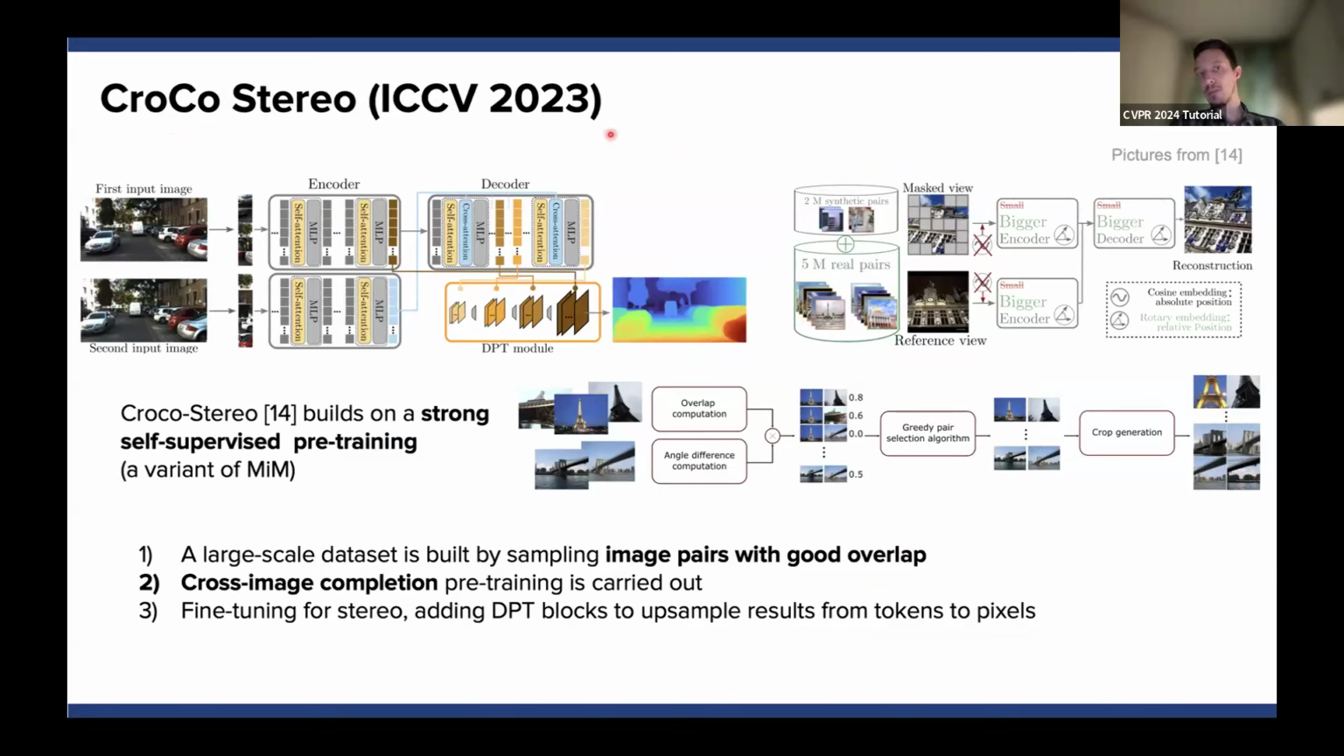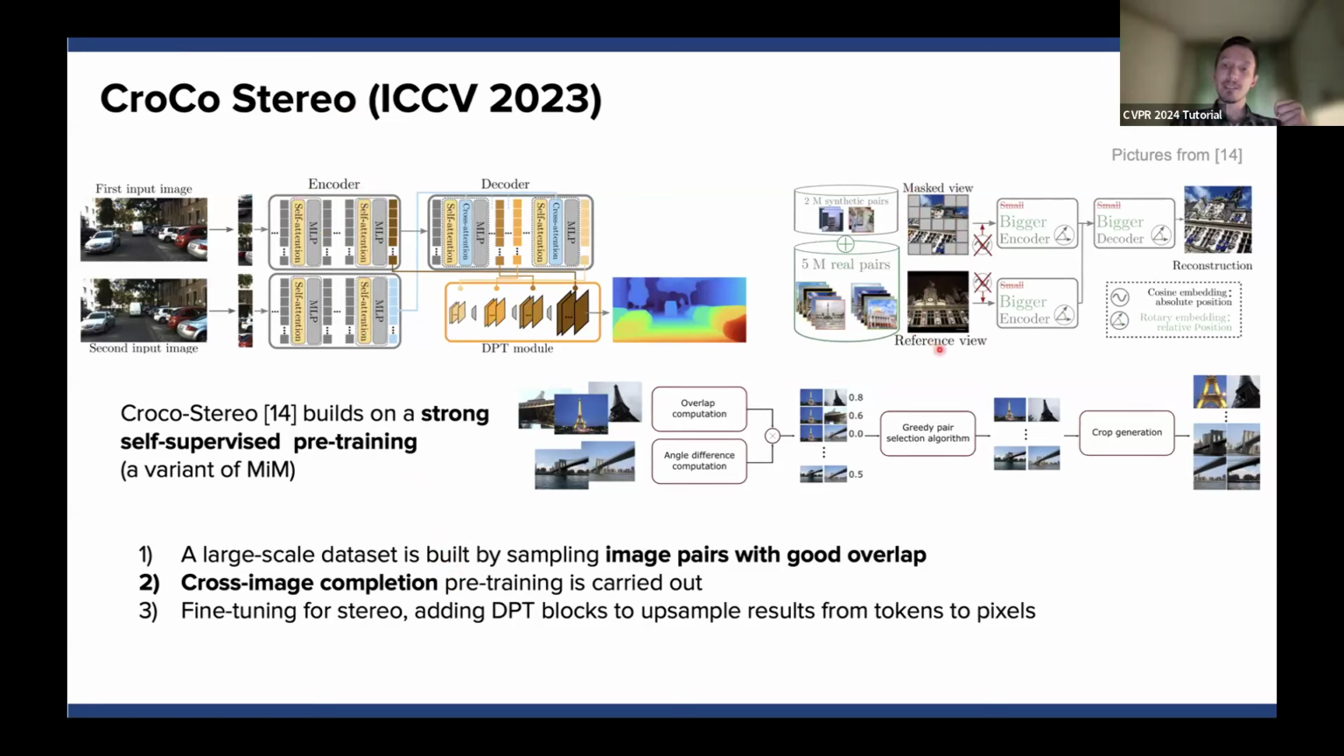One is CroCo-Stereo, published at ICCV 2023. Again, CroCo-Stereo builds over a transformer that has been pre-trained over a very strong pre-task. And in particular, the CroCo-Stereo transformer has been pre-trained to process the so-called cross-view completion task. This means that we need a dataset in which we have pairs of images with a good overlap, but not necessarily being rectified. And then, given a single pair of images, we have a reference image that is processed entirely by the transformer, and the target image that is masked, as we can see here on the top right.